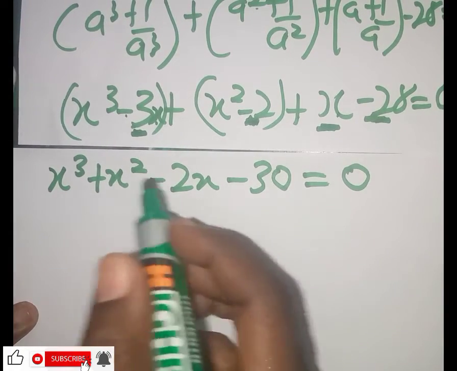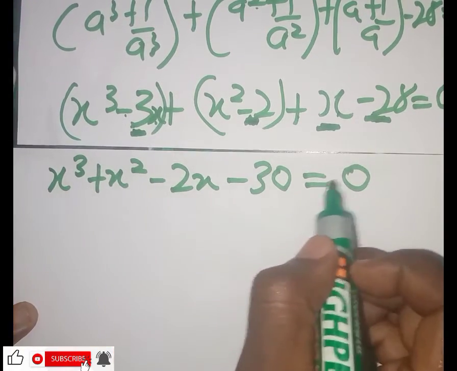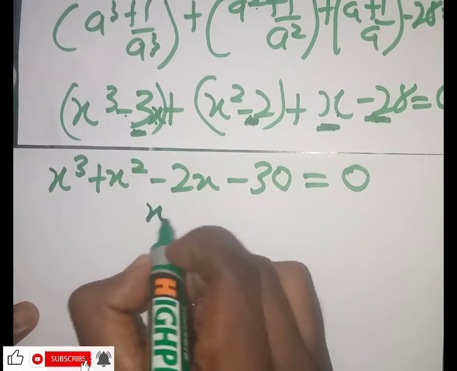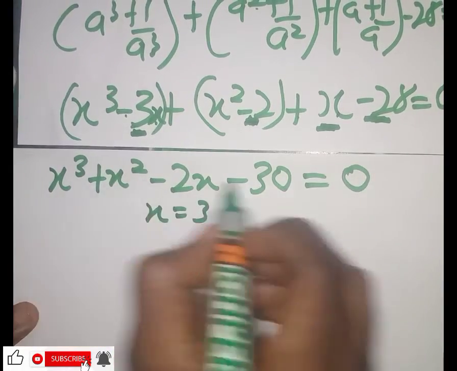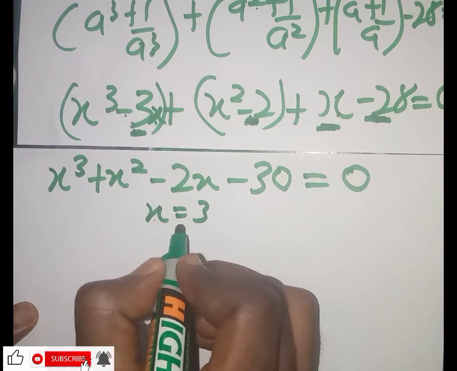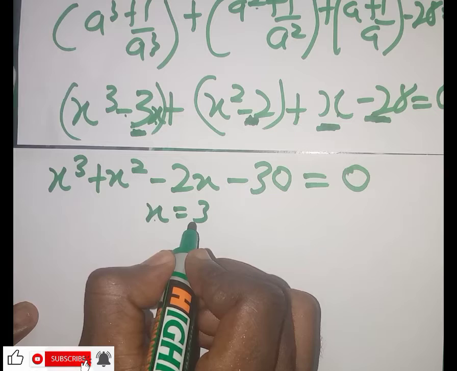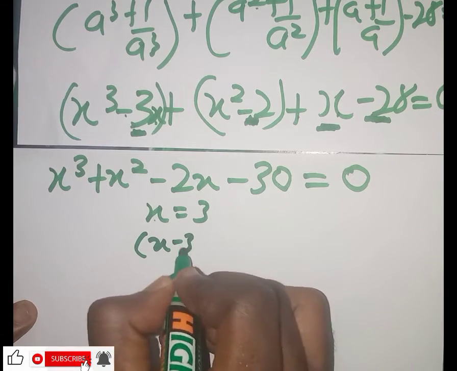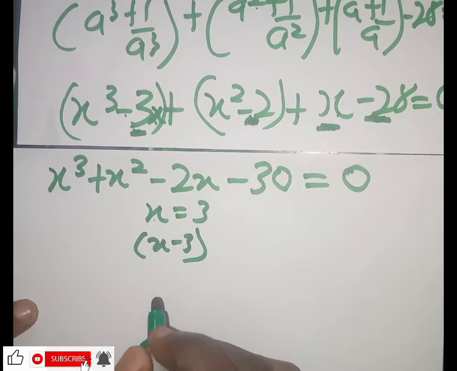Now after doing a lot of testing, when we substitute 1, we are not going to get equal to 0, but when s equals 3, all of this goes to 0. So if that is the case, then this tells us that s equals 3 is one of the solutions to the equation. So basically s minus 3 becomes one of the roots of the equation, right?